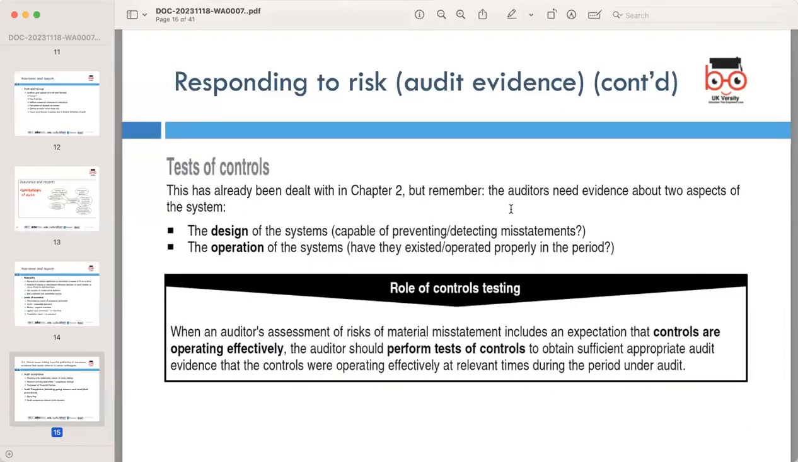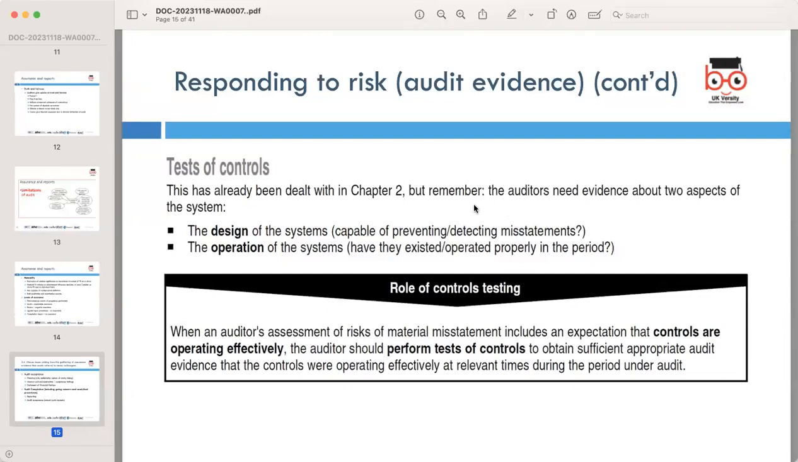Test of controls are like safety measures a company has to make sure everything is in order. Imagine checking if all the doors and windows are locked before going to bed. Auditors do similar checks to see if the company's internal controls are working well.